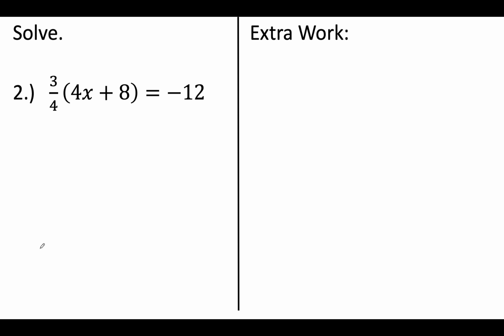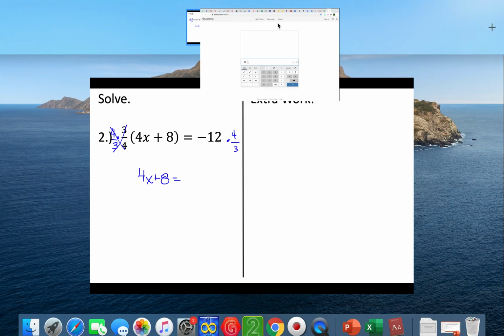Why? Because I find that if I were to distribute, I would make a mistake by forgetting to multiply it by the second term. So for me, multiplying by the reciprocal makes more sense. So I'm going to multiply by the reciprocal, and whatever I do to one side, I have to do to the other. These now cancel out, so I only have one fraction I need to multiply by. So I have 4x plus 8 is equal to, I go to my calculator and I do negative 12 times 4/3.